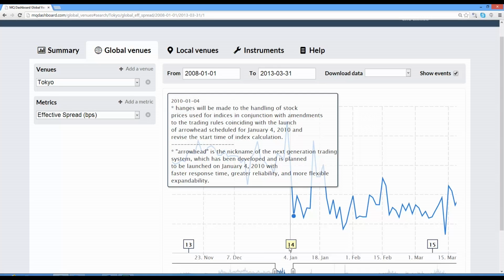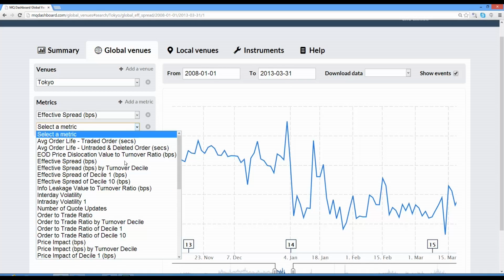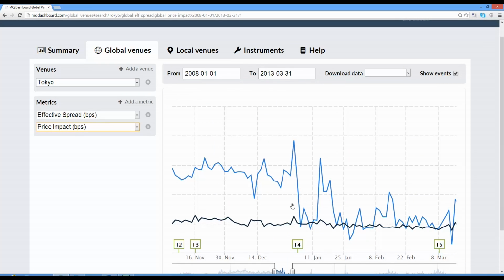We would, of course, also want to see what the impact of the change had on price discovery to get a full picture of its impact on efficiency. To do this, I've chosen another metric called price impact, which shows no perceptible change around the introduction of Arrowhead. So a reduction in trading costs with no change in price discovery suggests that the introduction of Arrowhead has been positive for the efficiency of the Japanese marketplace.